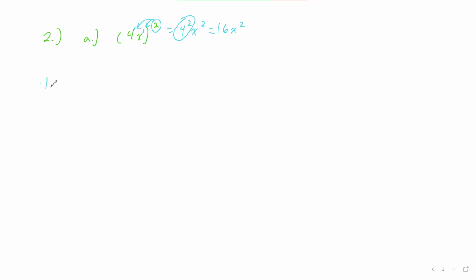So let's try this one. x times y raised to the 7th. There it is, because you have to apply the 7 to both, and there's imaginary 1s on both. So that'd be x to the 7th, y to the 7th. And that would be it, because there's no numbers.